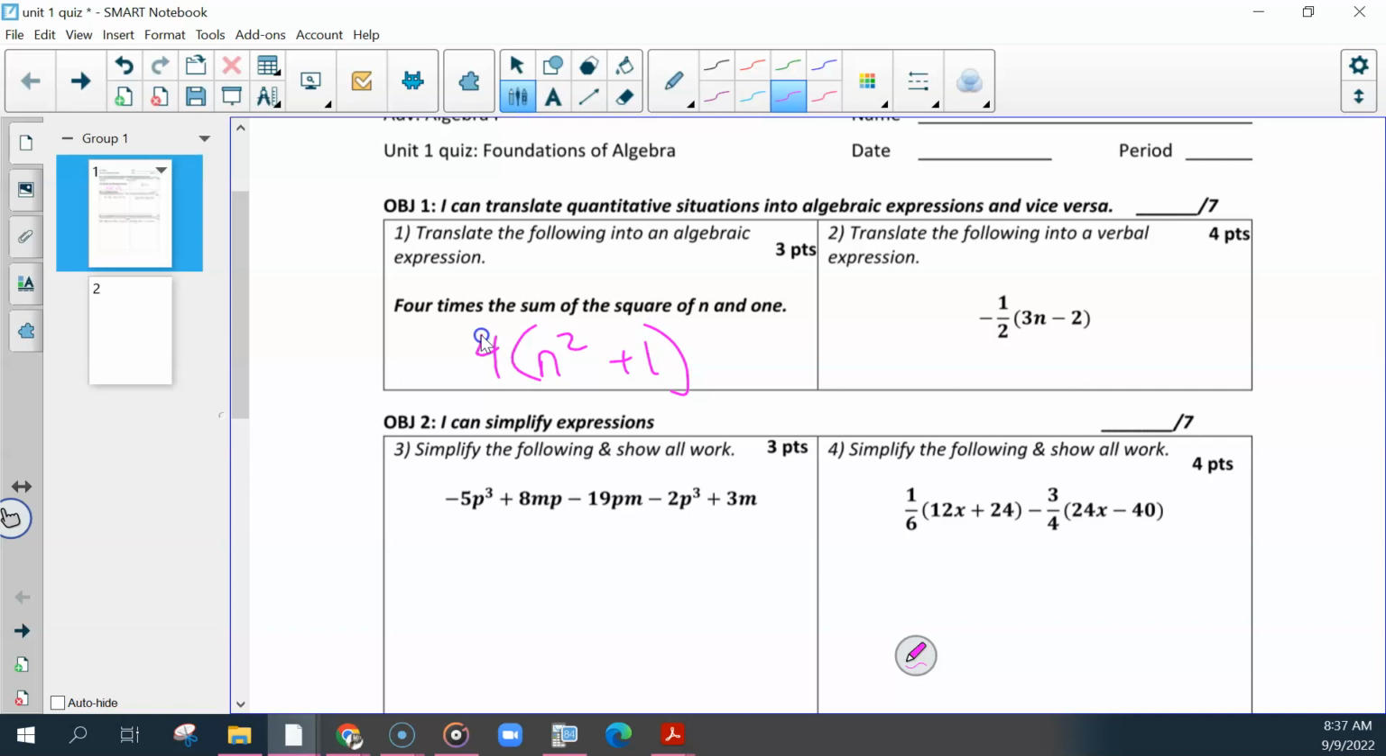So if this says 4 times the sum of, remember your parentheses phrases, the sum of tells us these next things are going to be adding together, but I'm multiplying 4 to all of that. Then these are the 2 things we're adding, the square of n and 1. Be careful because this does not say square root. If it did say that, then you would use square root. Some of you also switch these. Addition is commutative, so that order would not matter, but for this, try to write it in the order it says. Questions on that one?